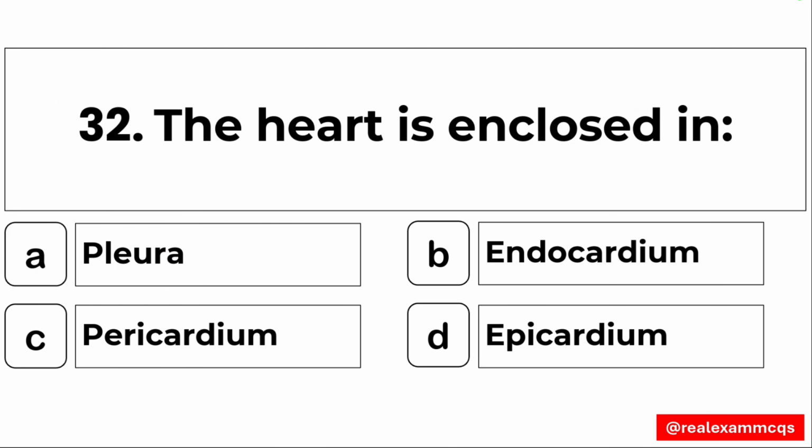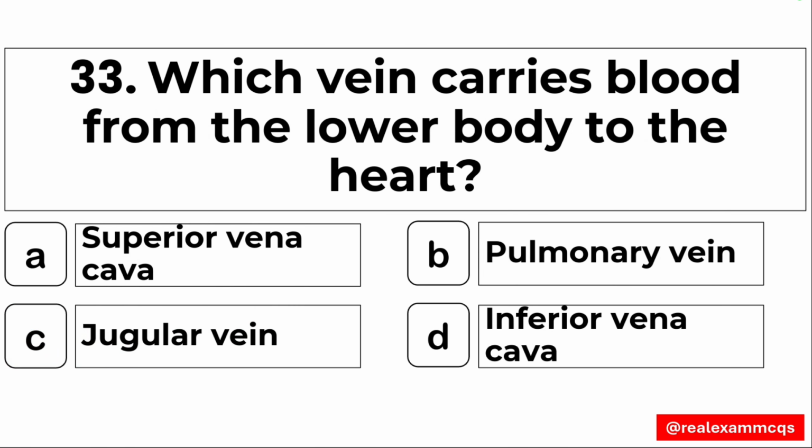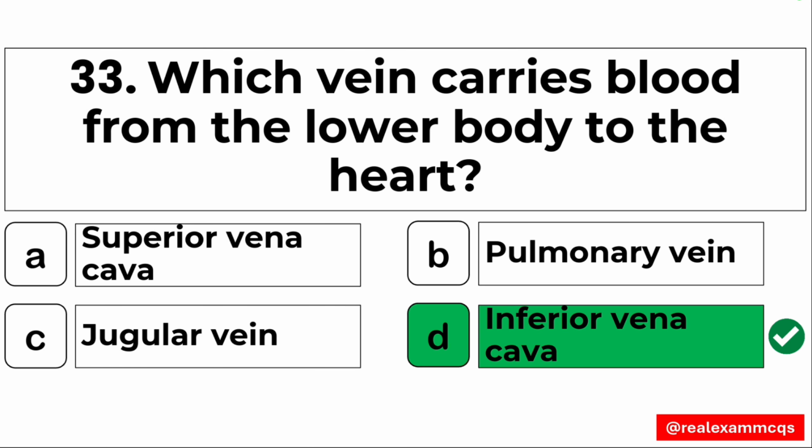32. The heart is enclosed in the cover. It is the pericardium. Option number C. 33. Which vein carries blood from the lower body to the heart? Right answer is option number D. The inferior vena cava.